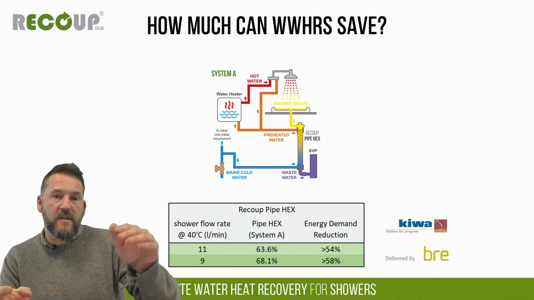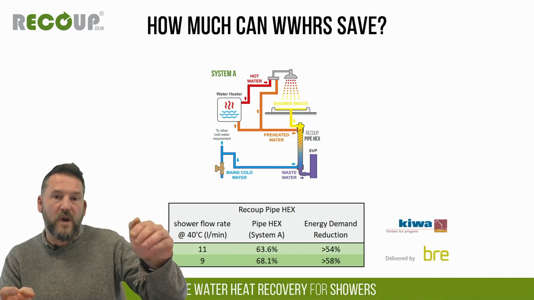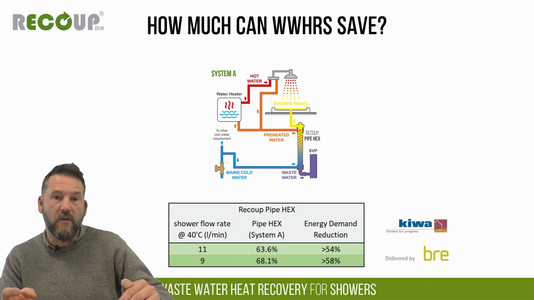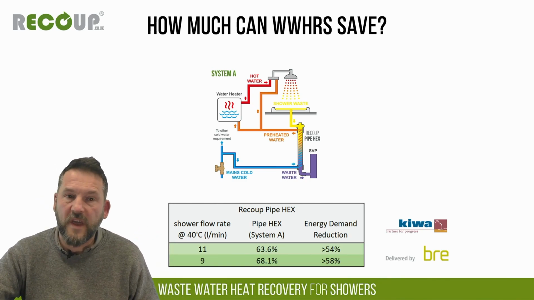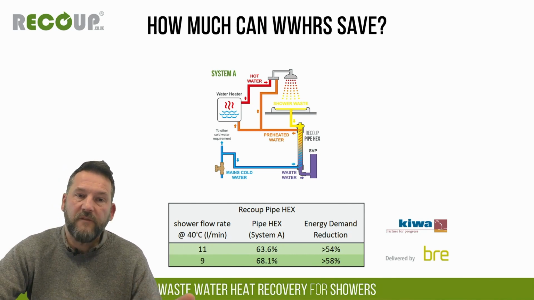But what you'll see here is the heat recovery efficiency of the wastewater heat recovery will increase at lower flow rates. So what we're showing here is the common flow rates, 11 litres per minute and 9 litres per minute. This is the overall efficiency of the heat recovery device, and this is the energy demand reduction on System A.